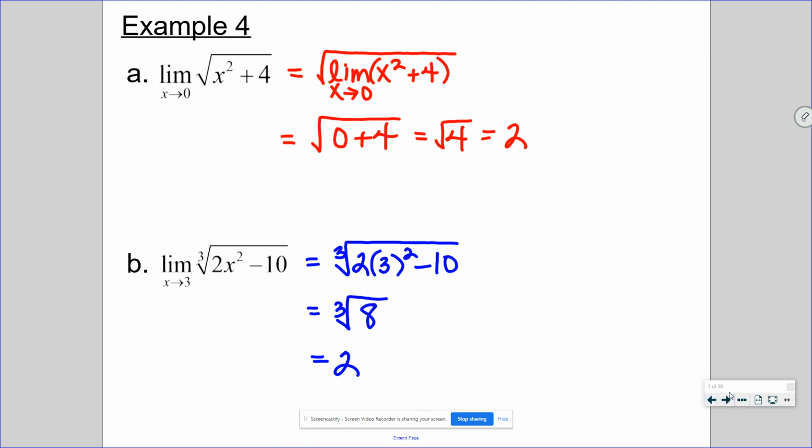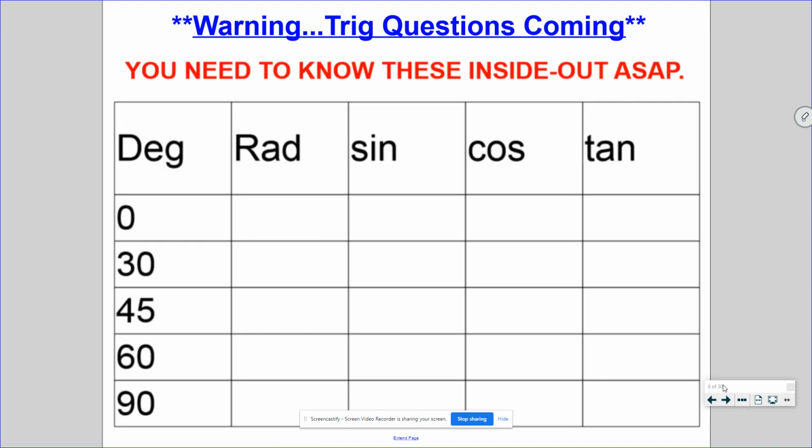Let's see how it works with trig stuff. In your notes, I'm going to ask you before we start the trig questions to pause and see if you can fill out this table correctly. So you can pause the video here, try to fill out this trig chart, and then hit play when you're ready. Okay, I'm going to fill out the trig chart for you real quick.